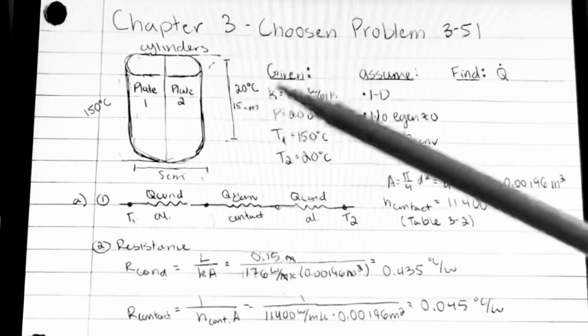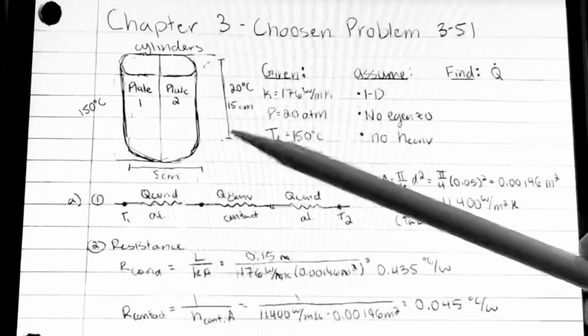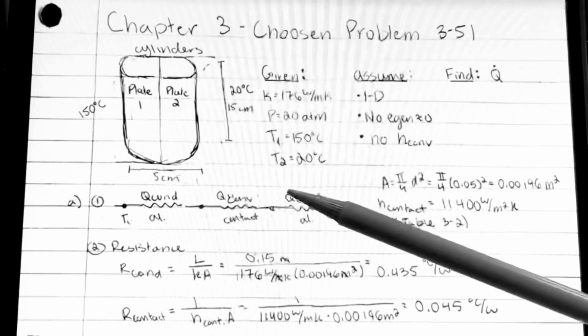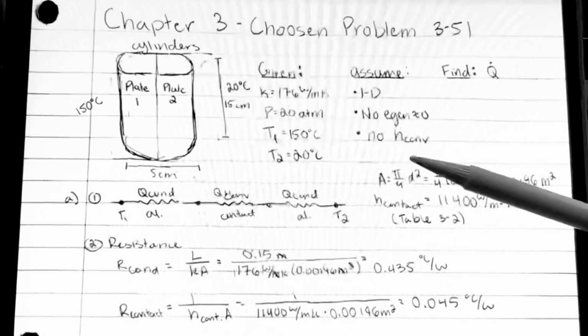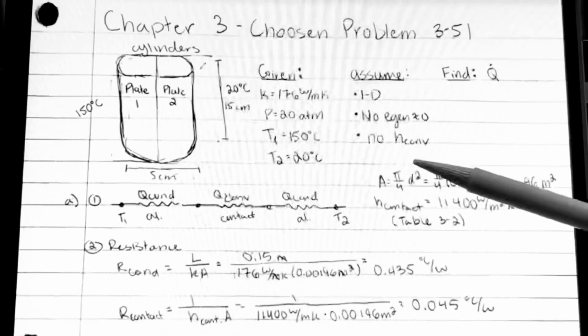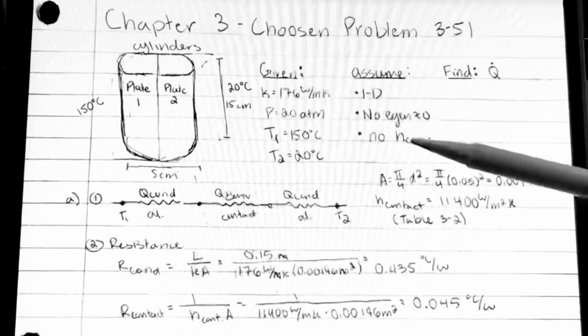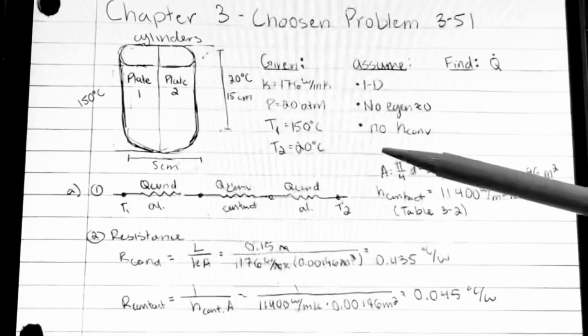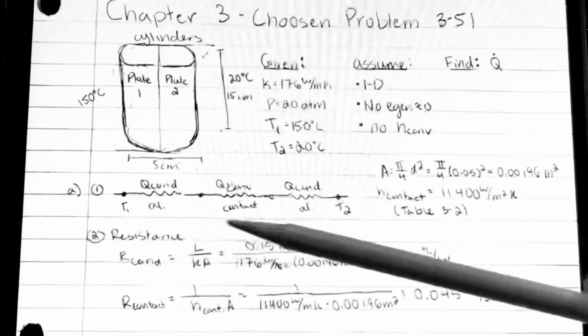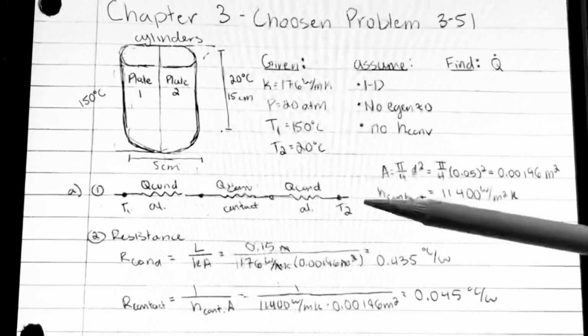After reading the problem statement, she proceeded to draw a diagram and write out her list of givens. From there, she made some system assumptions, including that the heat flow was one-dimensional, that there was no energy generated, and that there was no convectional heat transfer. After making these assumptions, she proceeded to model the system using a series of resistors.